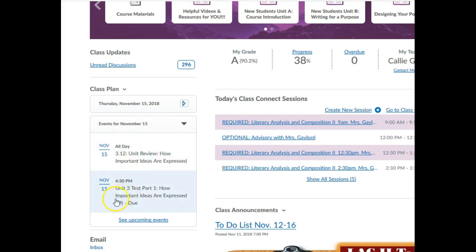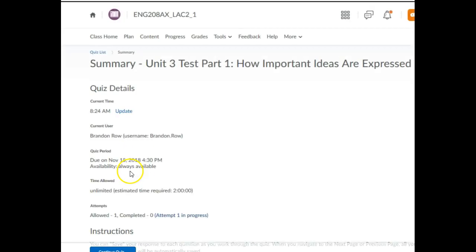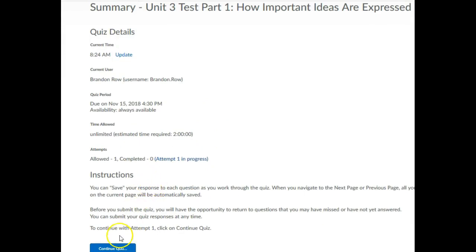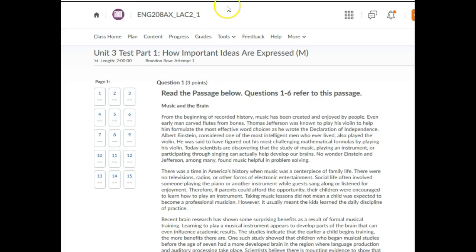So here is the M version. We're going to click on that and it will open it up for you. Click again. Read over the instructions, continue quiz, or start quiz, depending on where you are in the process, and it will open the quiz for you. So what we're going to do is read through the passages and read the questions.